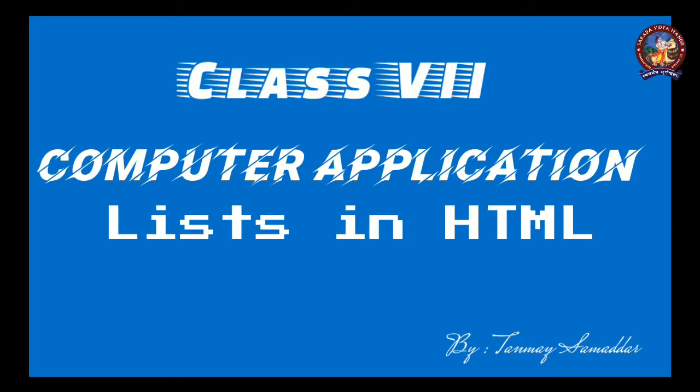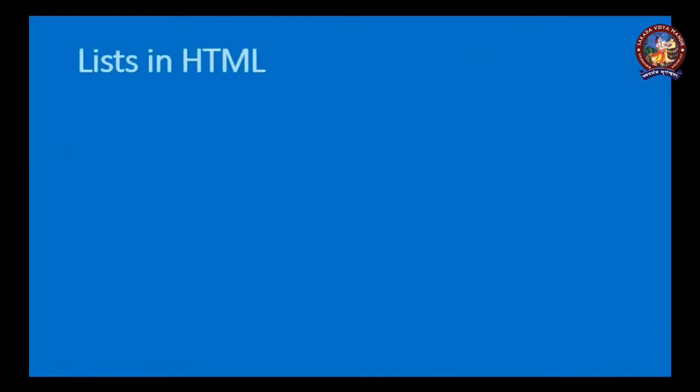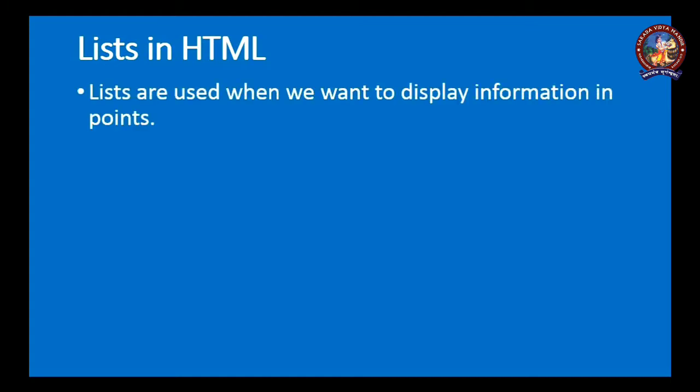So today we are going to learn how to create lists in HTML. Okay, so what are lists? First we have to know what lists are. Lists are used when you want to display some information in points. Suppose we are writing some names of any object point wise, then we need a list.